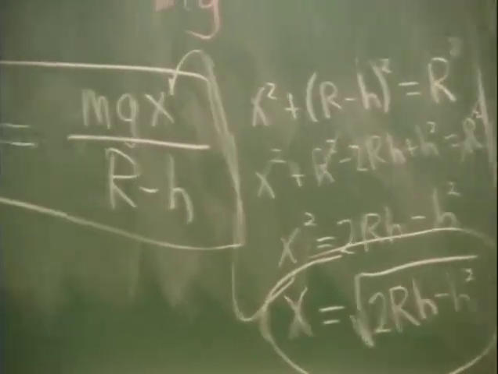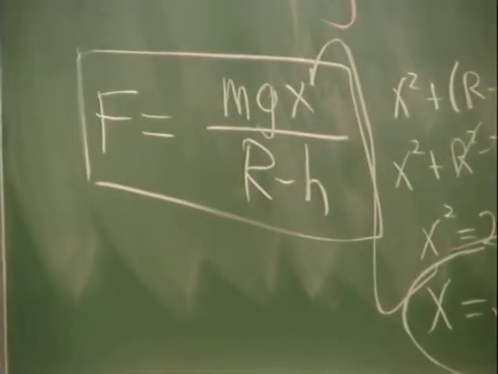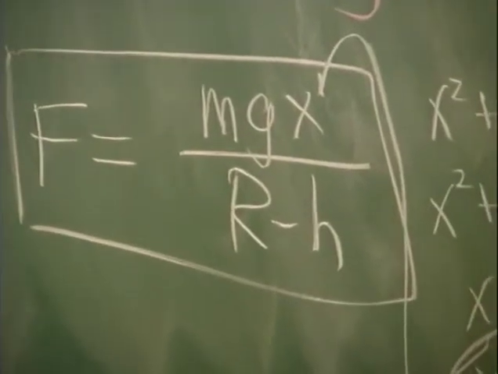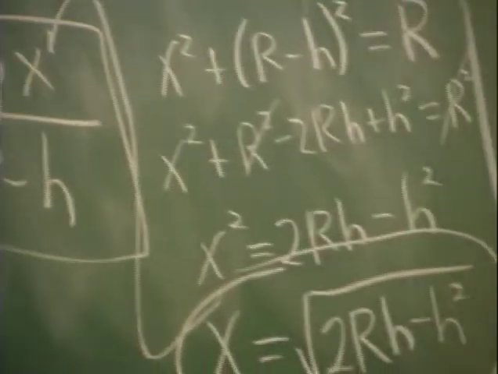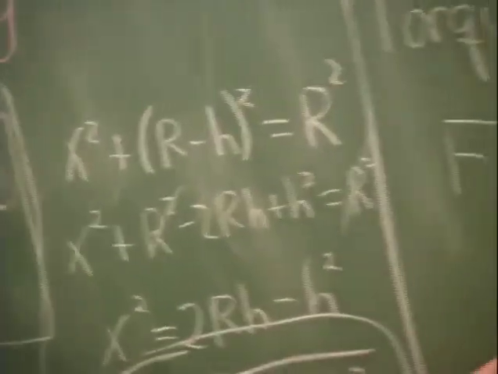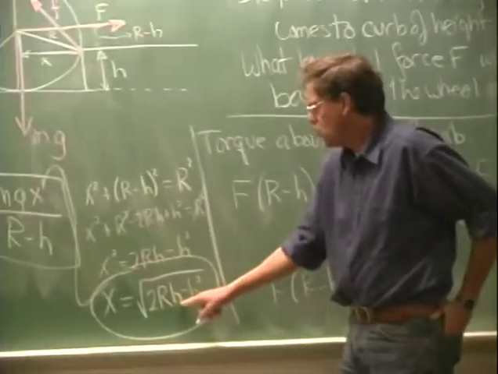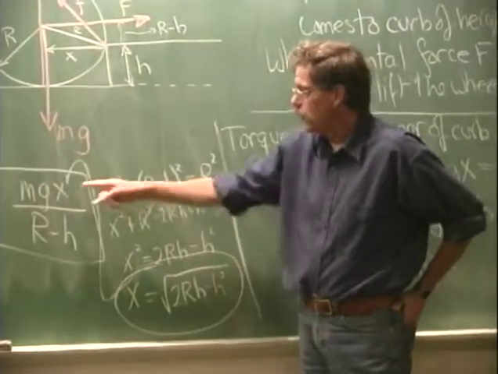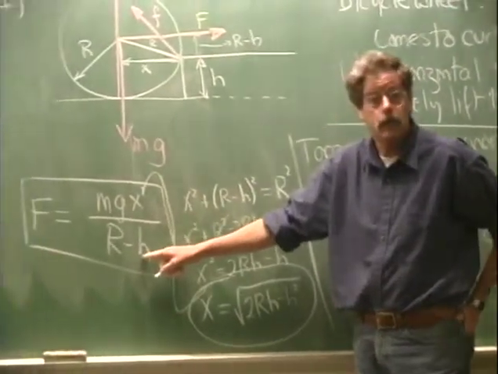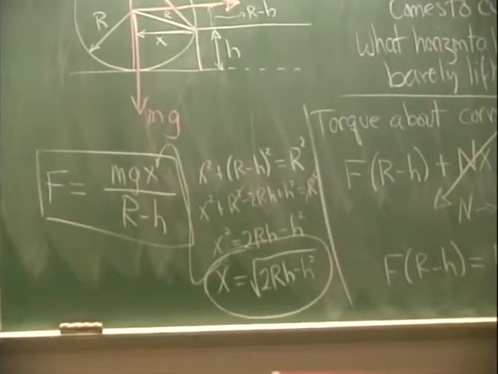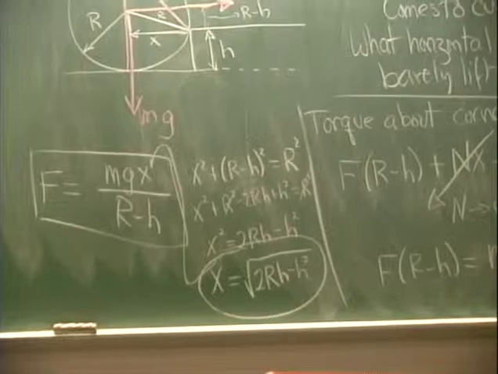Question for you. What if h equals r? How hard would you have to pull that? You can't do it. From the formula, what happens? In the numerator, I've got x. If I put in r equals h, I would have 2r squared minus r squared, which would just be r squared. Square root is r. So in the numerator, it would just be mgr. But in the denominator, if I try to put in h equals r, I get 0. That force would be infinite. What's going on here? It would take an infinite amount of force to lift that wheel up.